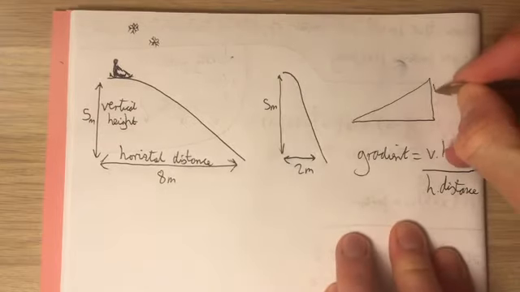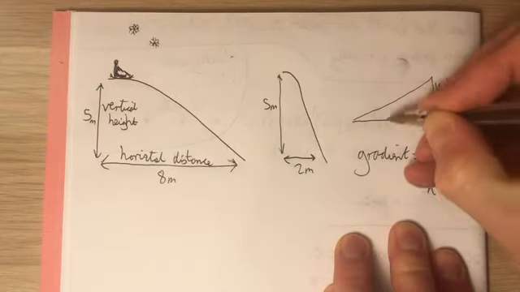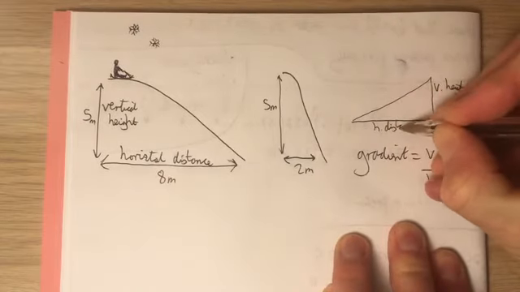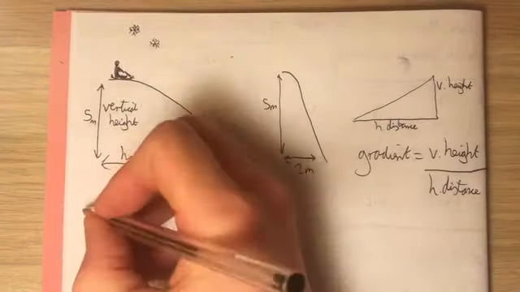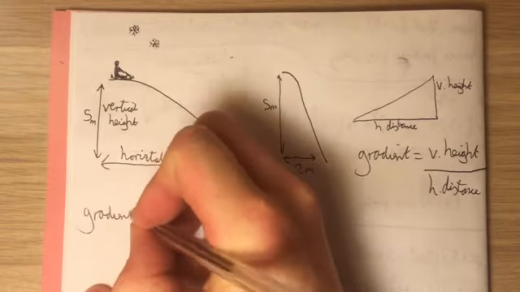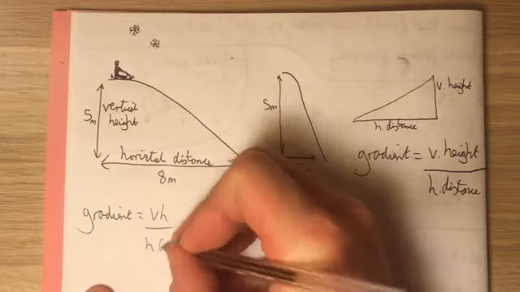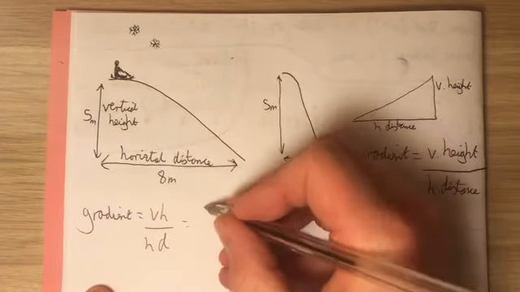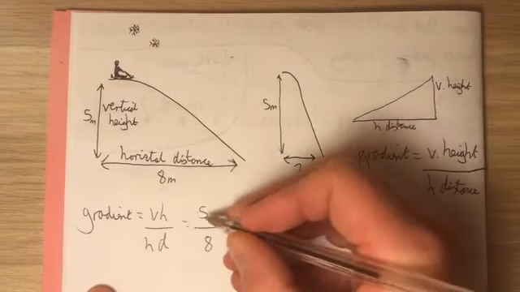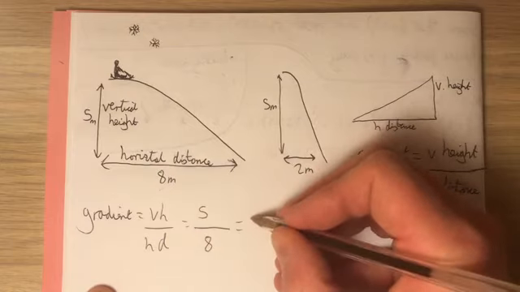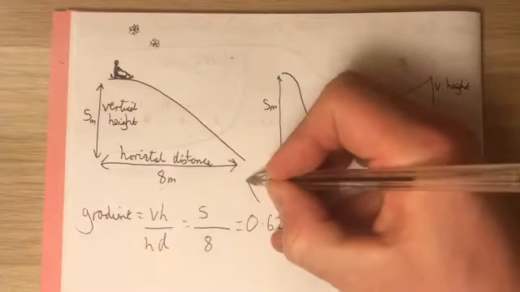And the diagram also labels for you, this is the vertical height, how high up and down it goes. And this is the horizontal distance, how far across it goes. So all I'm going to do here, gradient is going to equal what? It's the vertical height, which is 5. So gradient is vertical height over horizontal distance. Vertical height is 5 divided by 8. And if you type 5 divided by 8 into your calculator, it'll tell you something like 0.625, I expect. So that's for this one.